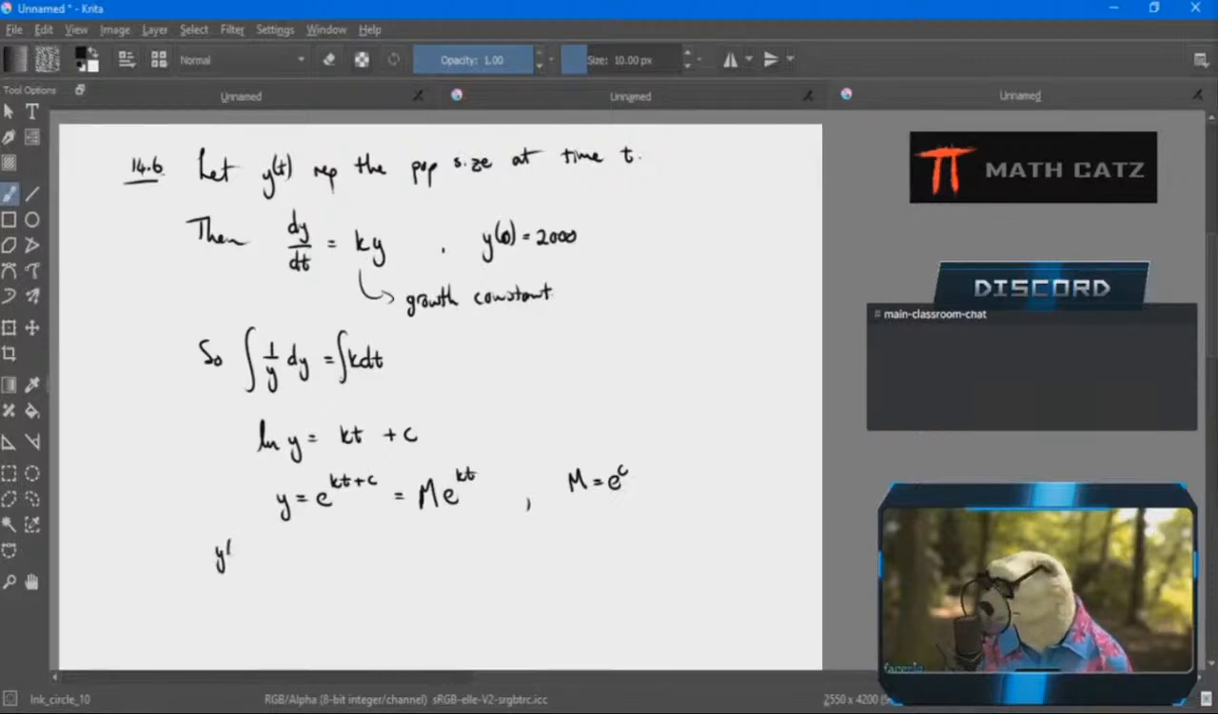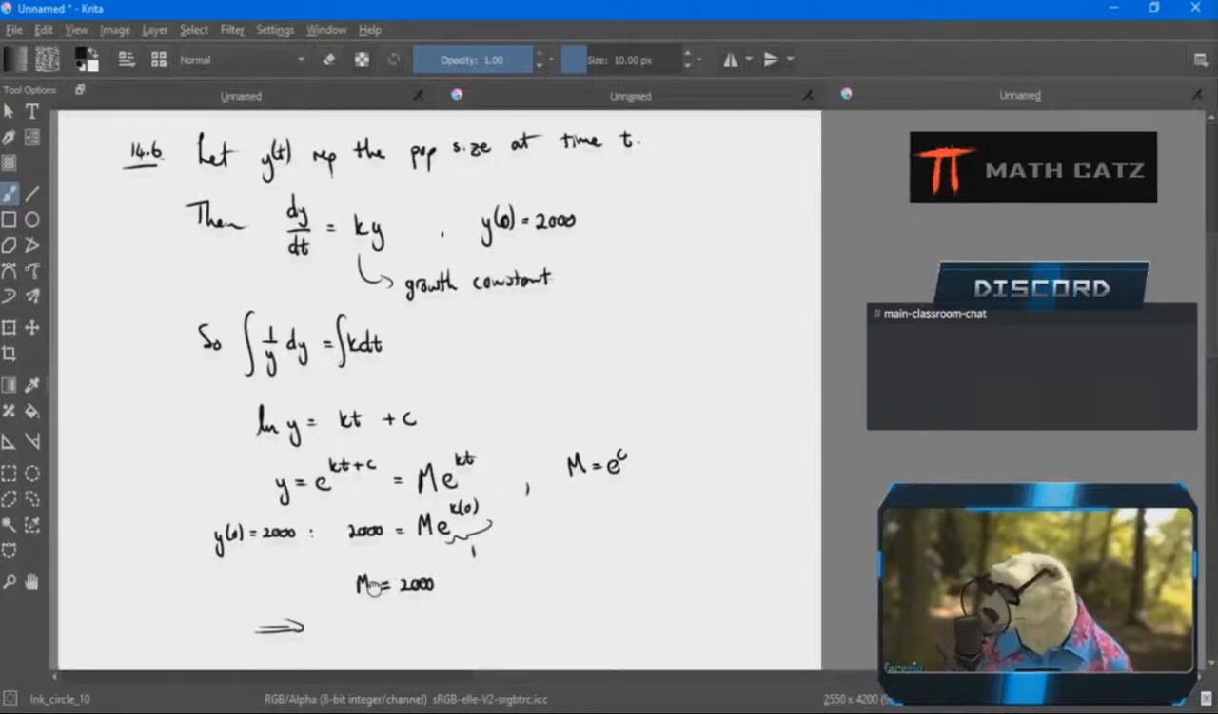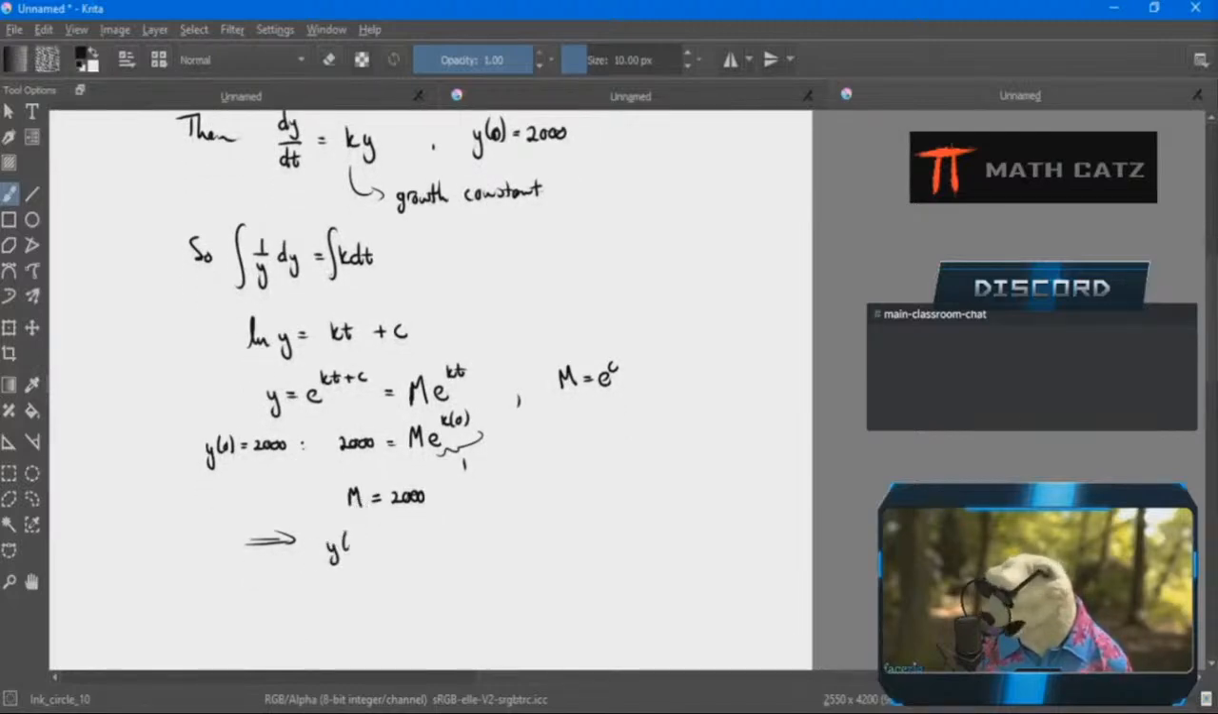Then I use the fact that the initial population is 2,000, plug that in. So it's really just a formality that I can memorize to a large degree. I get m equal to m times e to the k times 0. Regardless, that's a 1. So m is equal to 2,000. Big surprise, I knew it was the initial population. And so my function is 2,000 e to the kt.